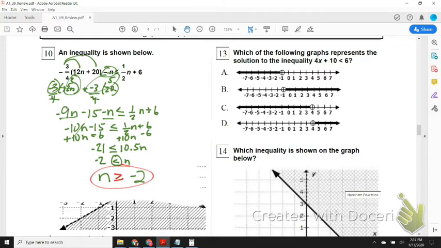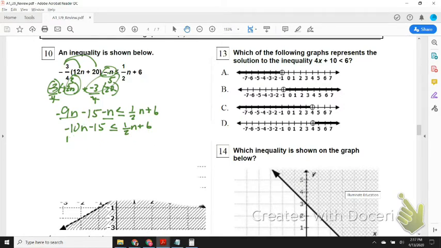And it's greater than or equal to -2. So remember, I told you to get rid of the smaller n, and we added a 10n, right? Now those of you who do not want to do it that way, it's going to be the same thing, just slightly different steps. So you get a -10.5n, and then to get rid of the -15, I'm going to add a 15. So -10.5n is less than or equal to 21.